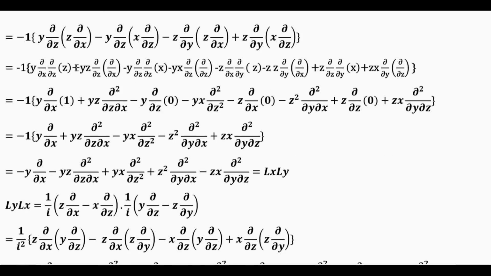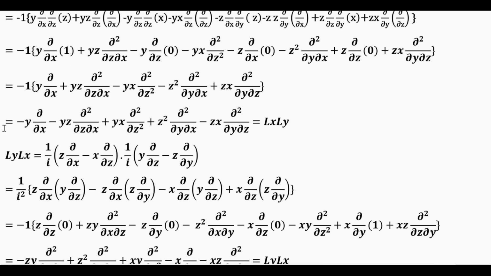So I come back here. This was the last equation we derived. This is equal to Lx Ly. Now Ly Lx: we again know it is 1 upon i, and since it is Ly, it is z ∂/∂x minus x ∂/∂z, multiplied by the x component.